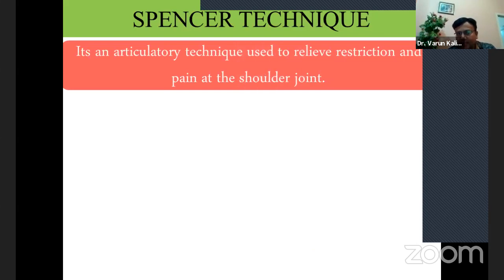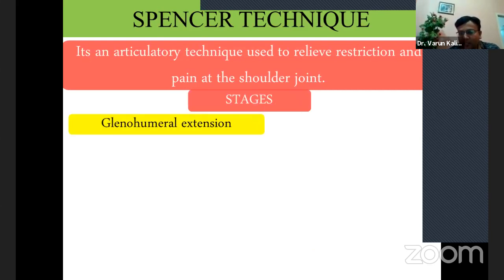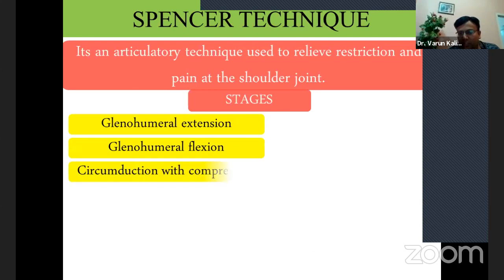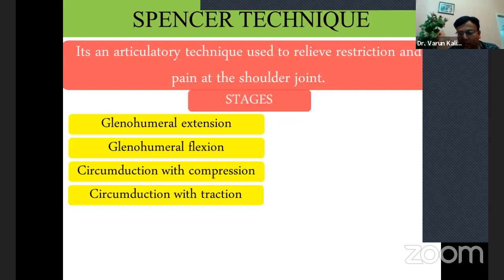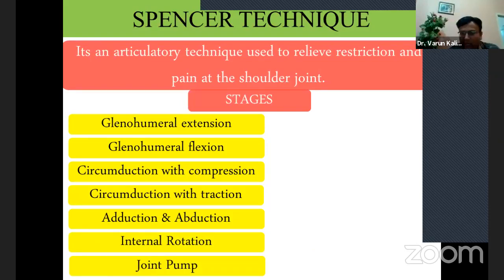Next is the Spencer technique. What is the Spencer technique? It is an articulatory technique used to relieve restriction and pain at the shoulder joint. That means it's an articulatory technique. Here we have 7 stages. First one is the glenohumeral extension. Next is the glenohumeral flexion. Next is the circumduction with compression. Next is the circumduction with traction. Then adduction with internal rotation, abduction with external rotation, internal rotation, and joint pump. Now we will see how a therapist can apply all these techniques on the patient.